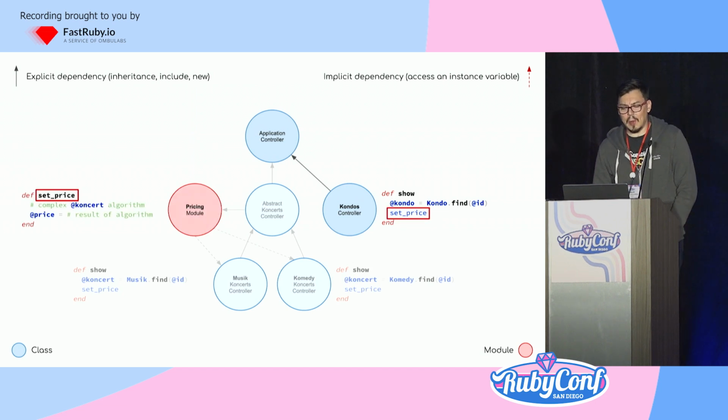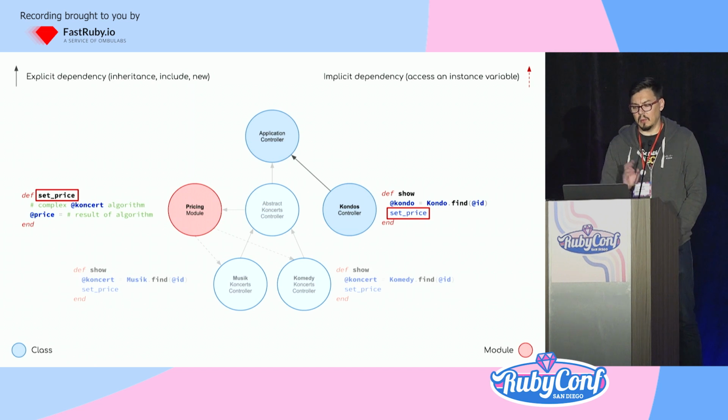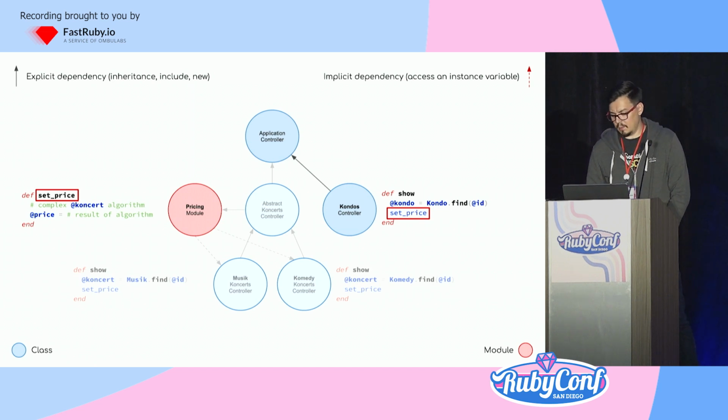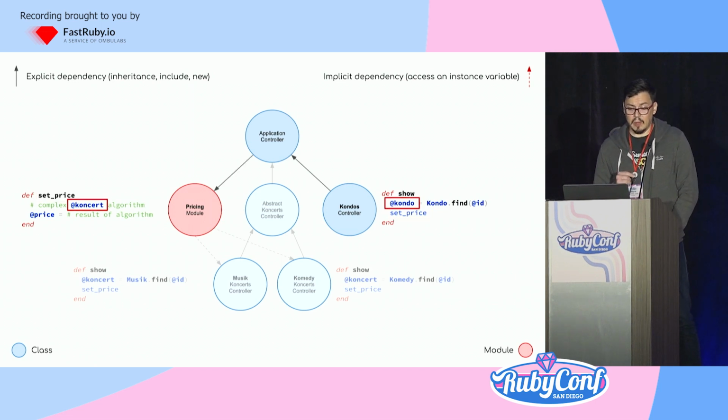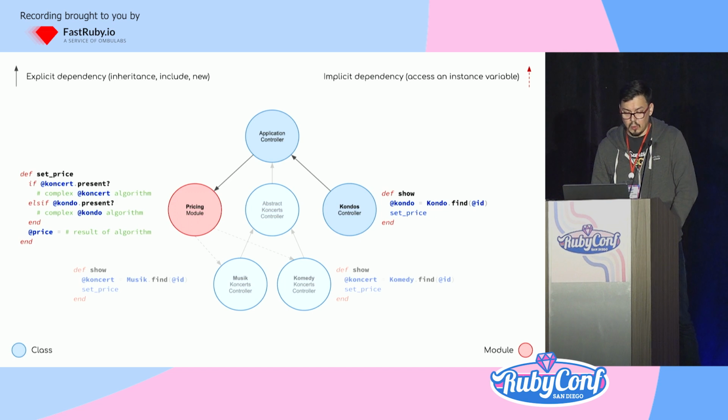Now, they wanted to keep their pricing algorithm in the pricing module, but there was a problem. The module referenced @concert, while the new controller referenced @condo. So they extended the code in the module to include the rental pricing algorithm, and they now had to check for the presence of each of the instance variables before selecting which algorithm to run.